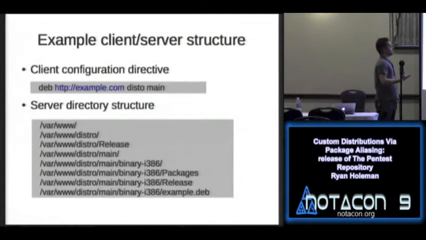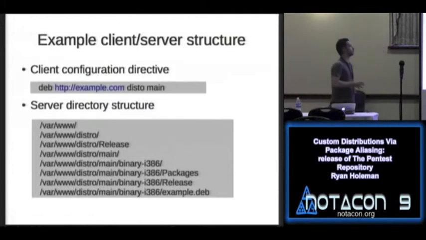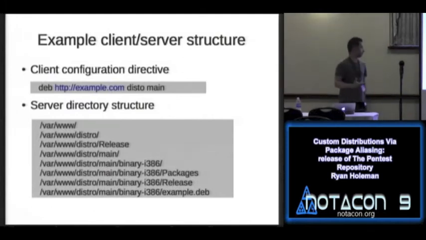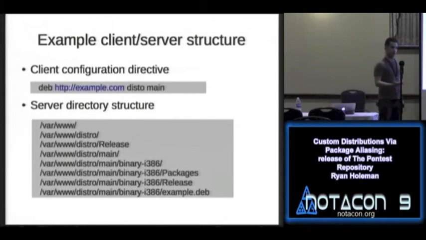At the top is a sample configuration that I showed in the previous slide, a little bit simpler, and its corresponding directory structure on a remote server. So the client, in their configuration file, is going to look for binary packages from URL example.com in a directory distro in the subdirectory main, right? And at the bottom is the actual web server's directory structure and how they actually host these packages that you're pulling down. So you see var www, which is the typical layout for an Apache system.